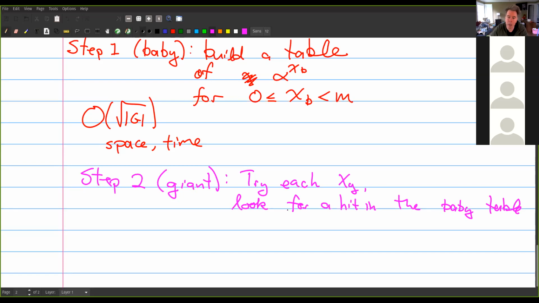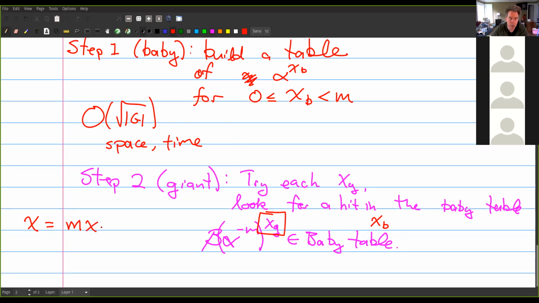So what does a hit mean? It means that beta times alpha to the minus m to the xg is in the baby table. And it eventually will be. So when that happens, then you have xg, but then the index that matched on the baby table also tells you xb. And so once you know xg and xb, you can just write down x, because x is equal to m times xg plus xb, and you're done.